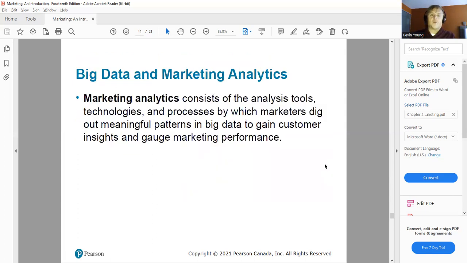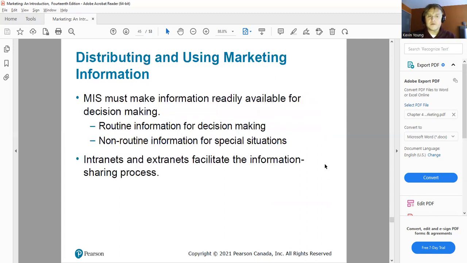Marketing analytics. Well, these consist of the analysis tools, tech, and processes by which marketers dig out meaningful patterns of big data to gain customer insight. So a marketing information system must make information readily available for decision making. Routine information for decision making, as well as non-routine information for special situations. Intranets and extranets facilitate the information sharing process.